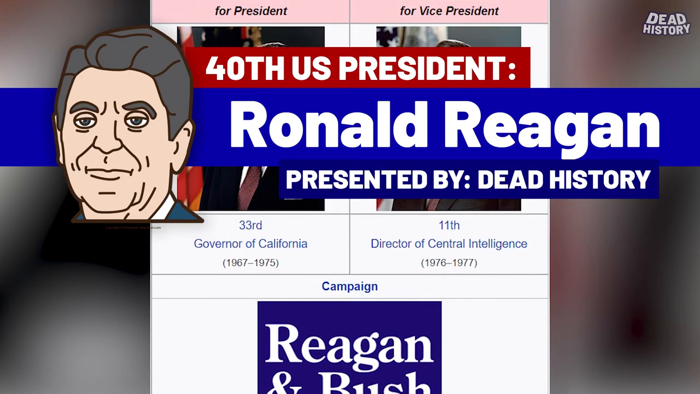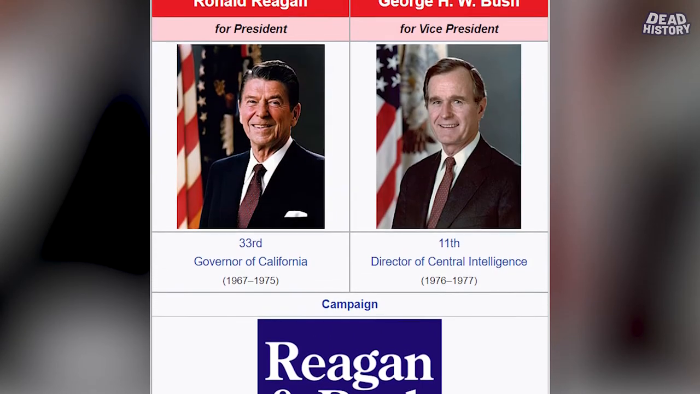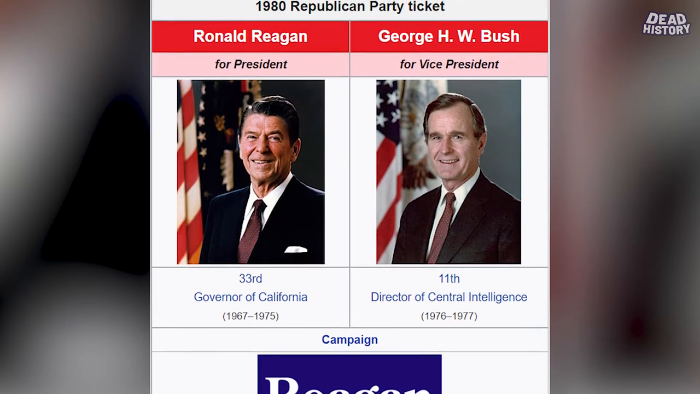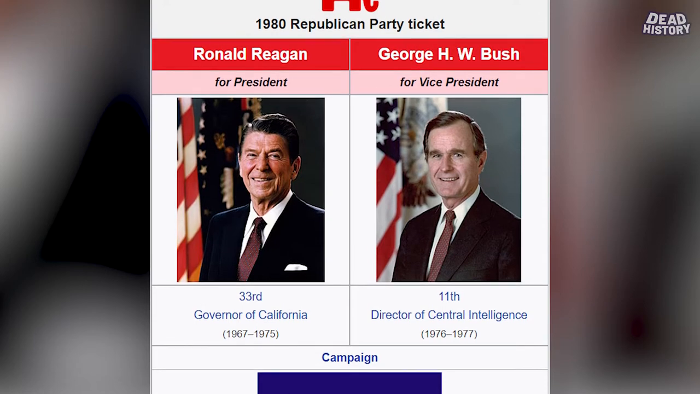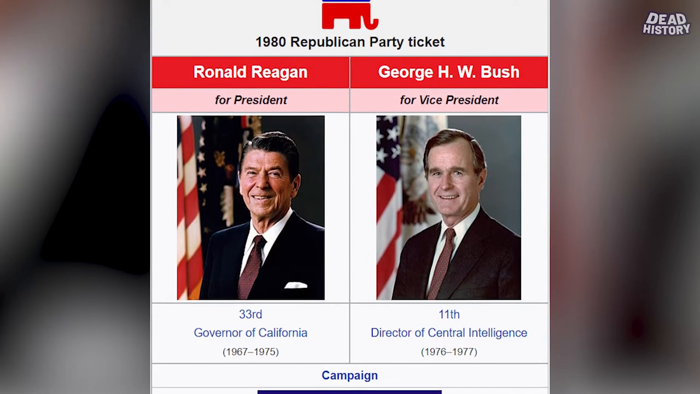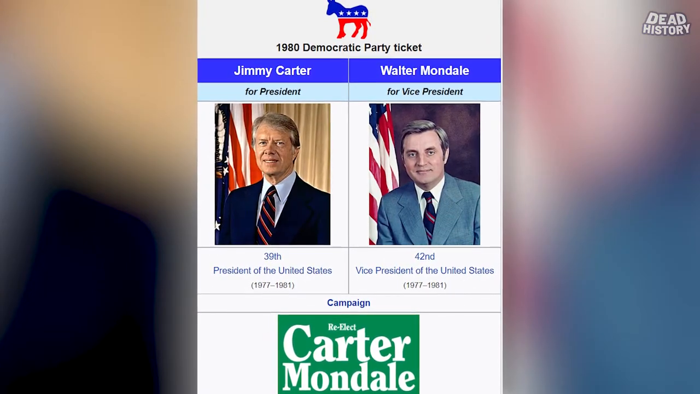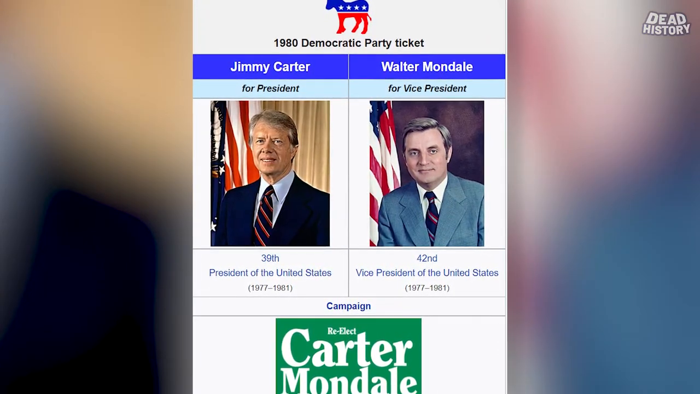Part one, of course, we took a look at the childhood, birthplace, early education, political rise, and acting career, and all that good stuff of Ronald Reagan. And in part two, of course, we're going to take a look at his presidency, his legacy, and then his death and burial site.